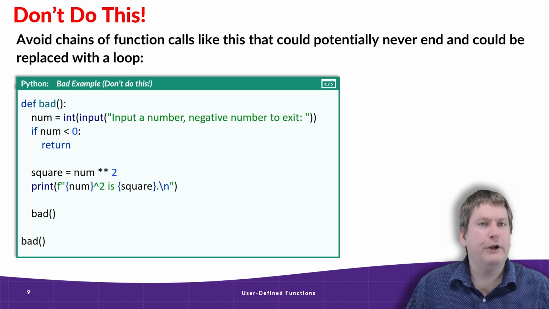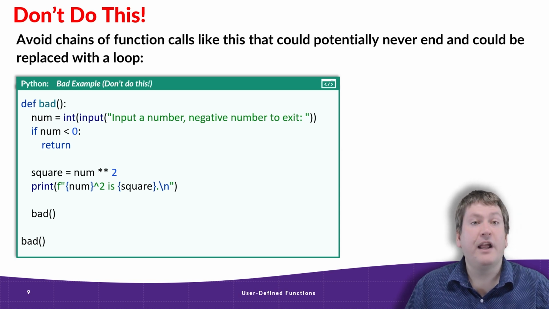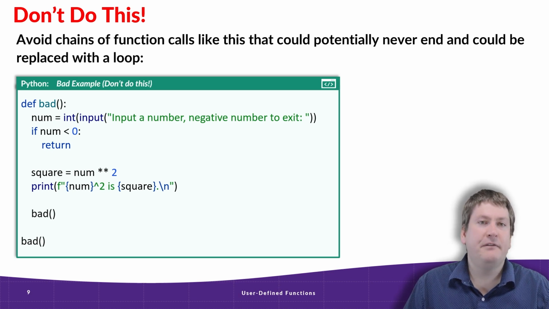For this course, we're not going to get too far into recursion, but do note that you can cause some unintended side effects by calling your function from within your own function. So here we have a fairly basic function called bad, and what it does is it inputs numbers from the user and tells them to input a negative number to exit. If we get a negative number, we return.